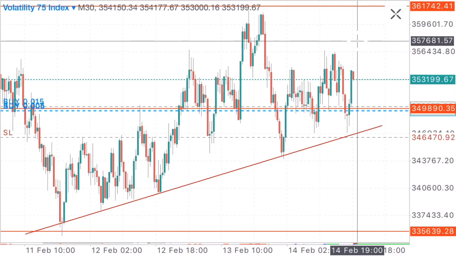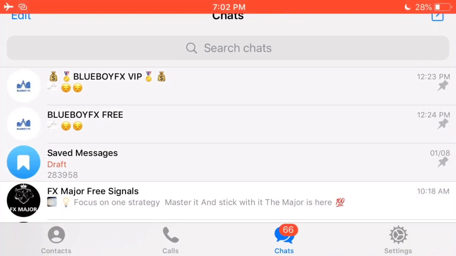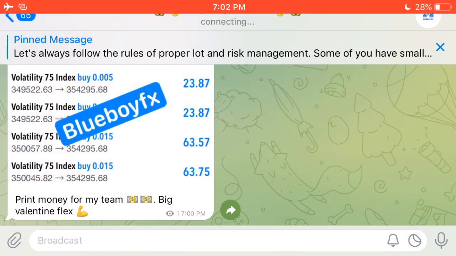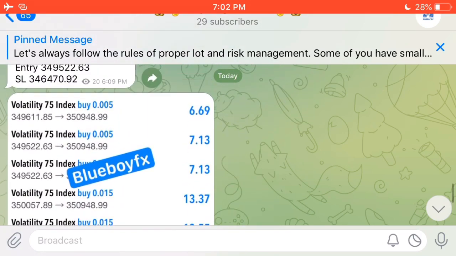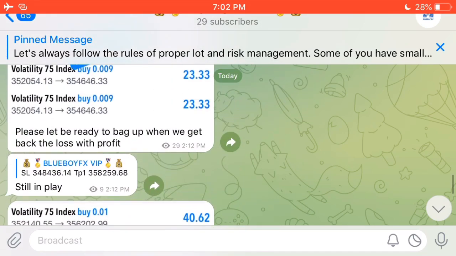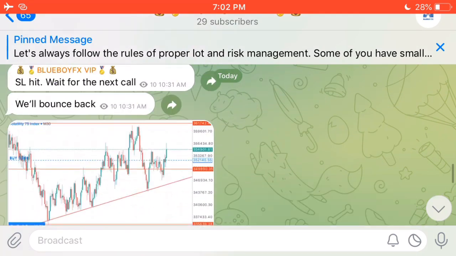So it was a perfect timing, being it's a Valentine's Day where we gave out this signal to the VIPs and also to the free group. So for those of you that want to join the free Telegram channel, hit me up.